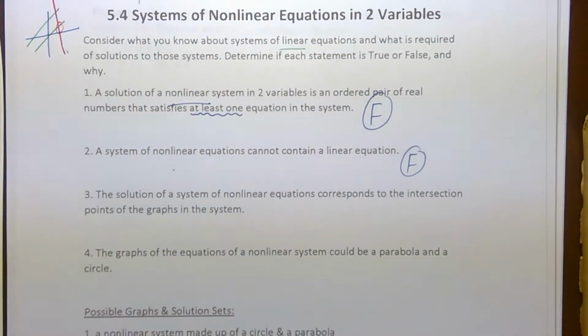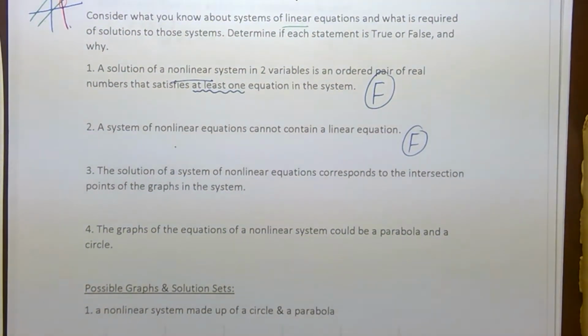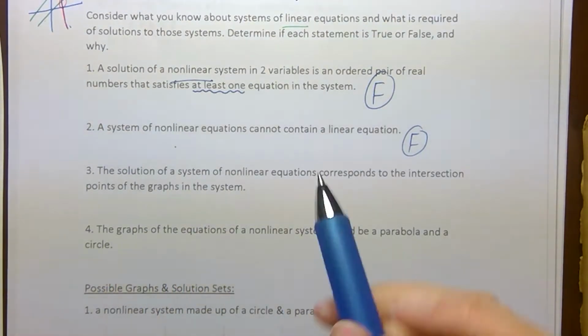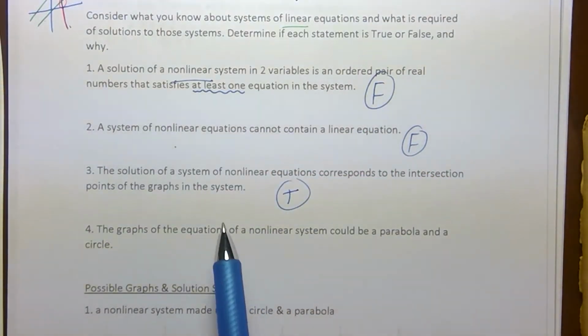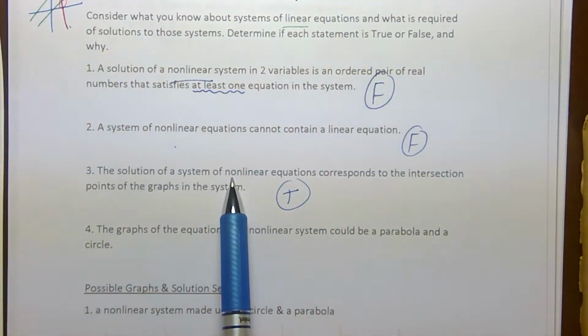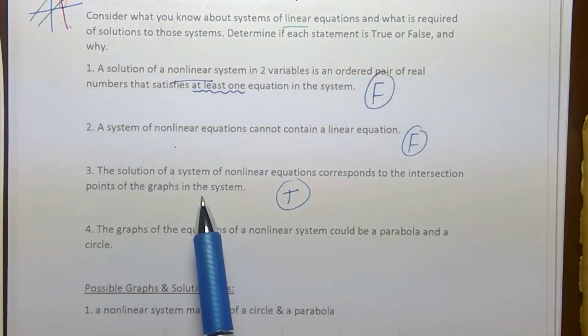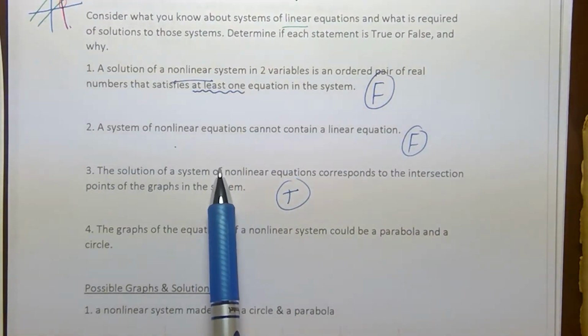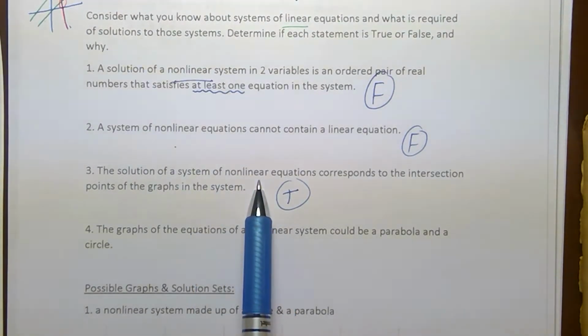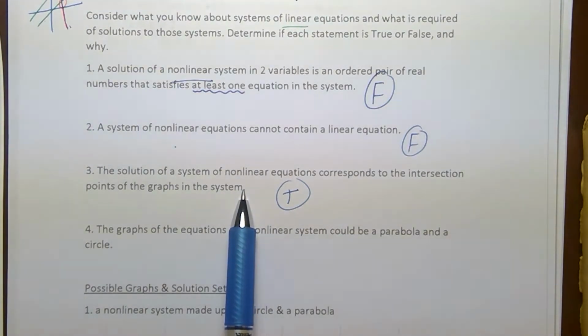Number three, the solution of a system of nonlinear equations corresponds to the intersection points of the graphs in the system. That's going to be true, just like our solution set for our linear systems correspond to the intersection points of the graphs in the system. Same is true if I have nonlinear equations. It's just that now when I'm looking at those graphs, not every graph is a line.